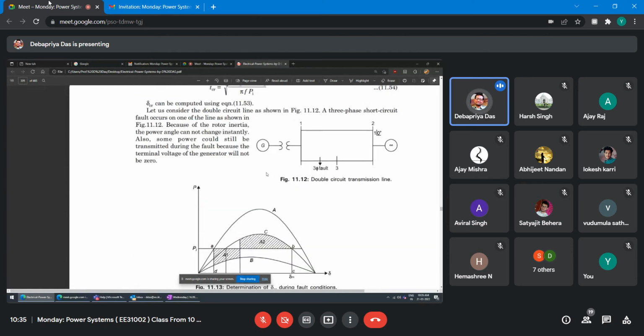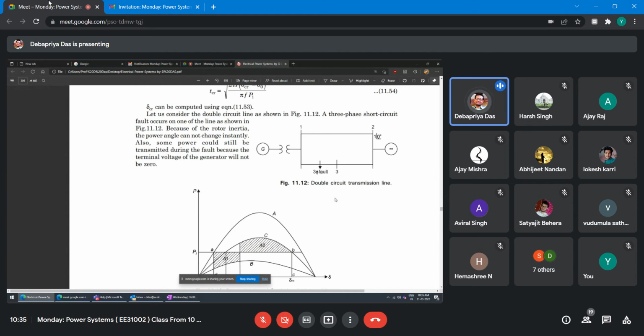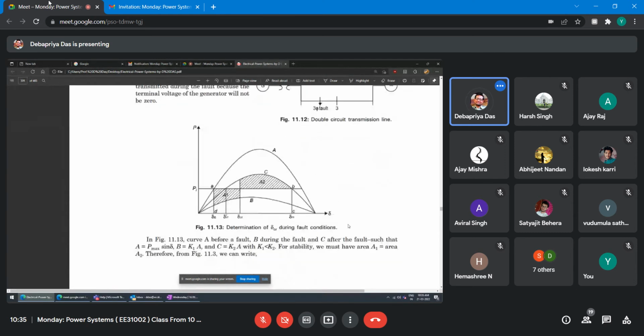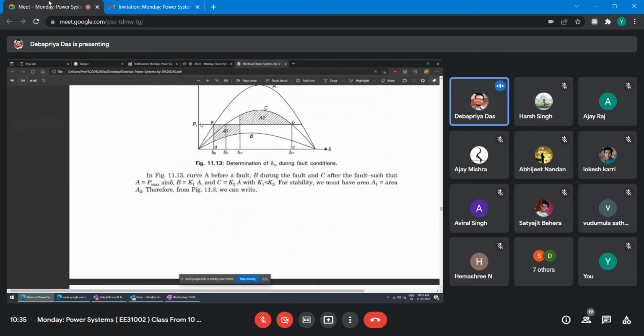At that time, this line is not operating, right? Only this line is operating. So in this case, what will happen? This is P_I, the initial operating condition, right? So as soon as such a thing happens, the point will come down to here. So this is your delta zero.